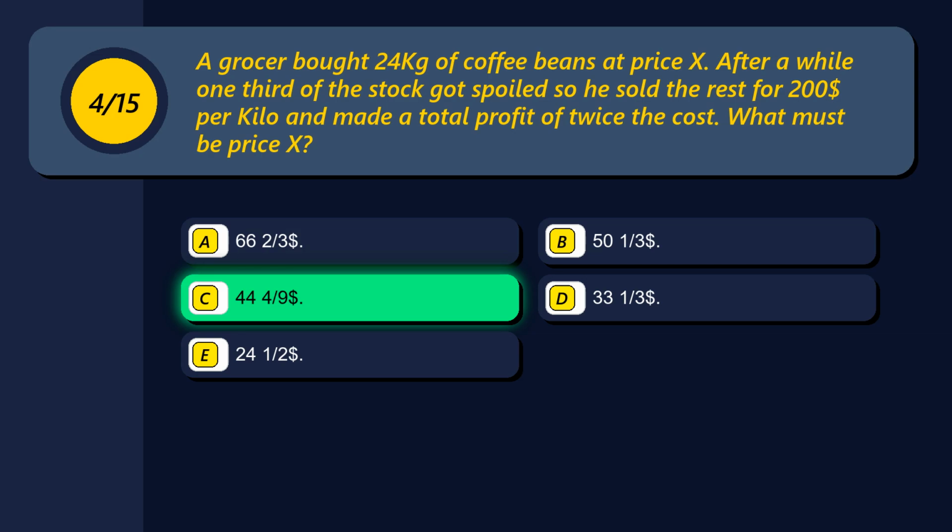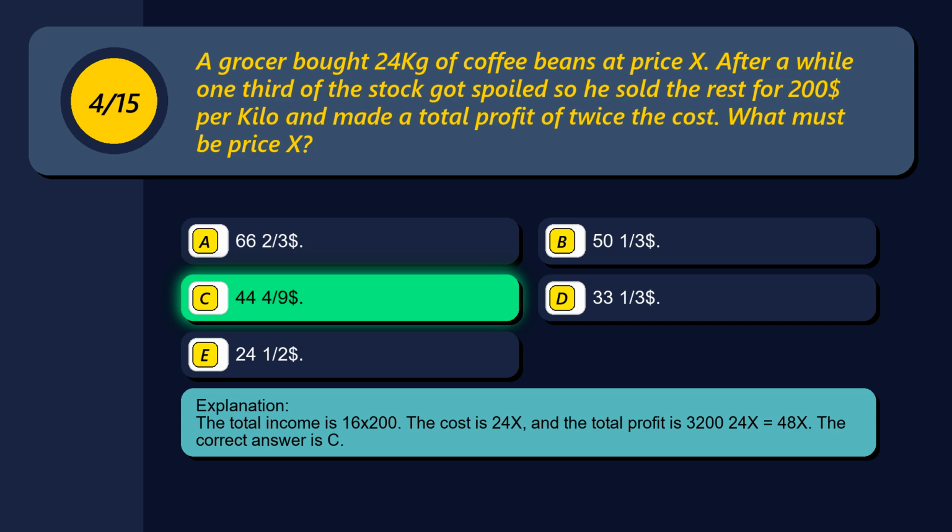The correct answer is Option C, $44.4/9. The total income is 16 times 200, the cost is 24X, and the total profit is 3 times 24X, which equals 48X. The correct answer is C.